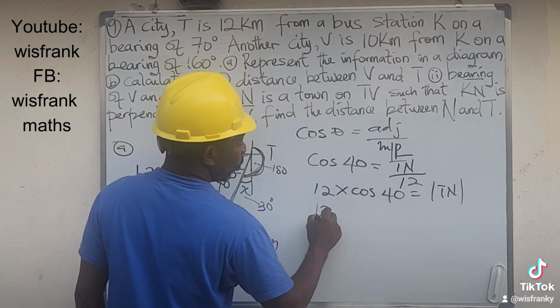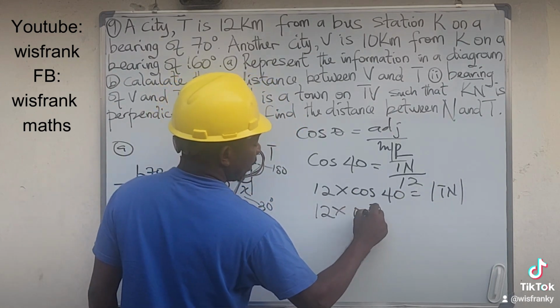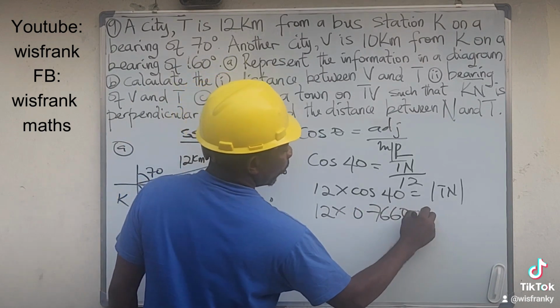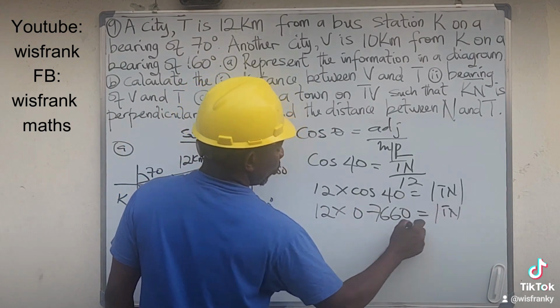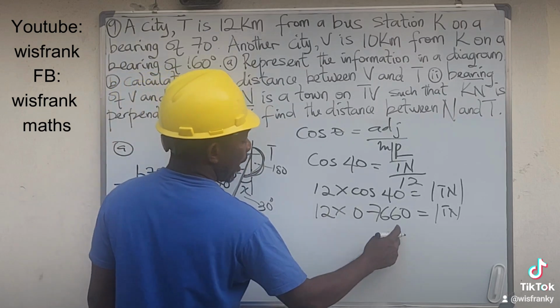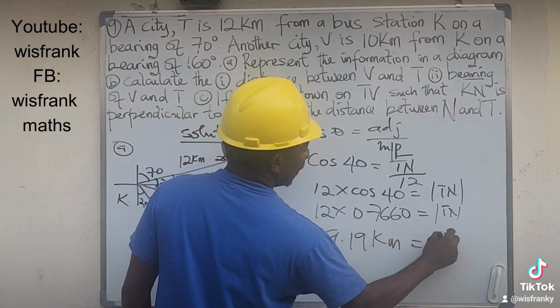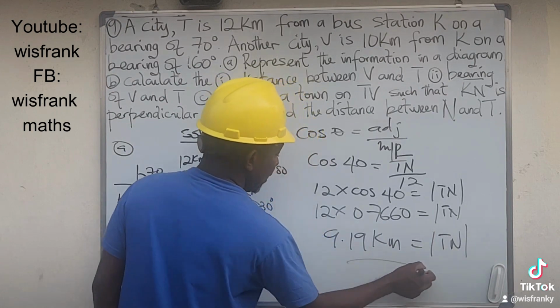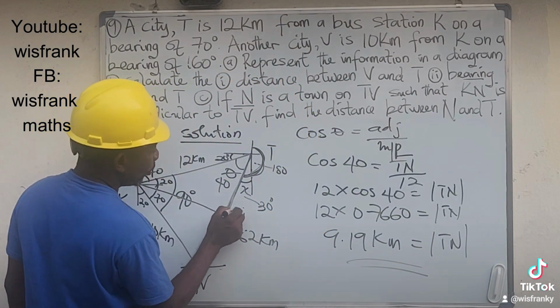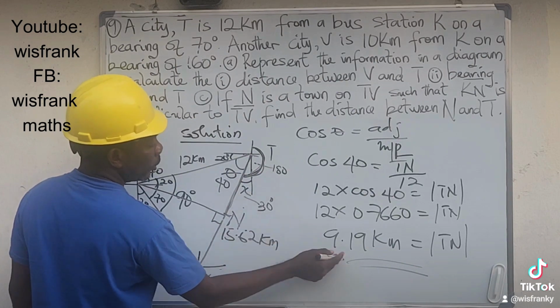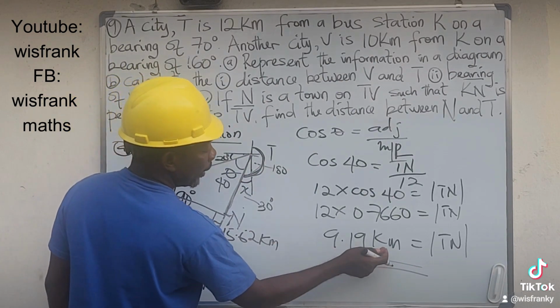This is the same thing as 12 times 0.7660 equals line TN. So when we punch our calculator, we have 9.19 kilometers as line TN. So from this point to this point is equal to 9.19 kilometers.